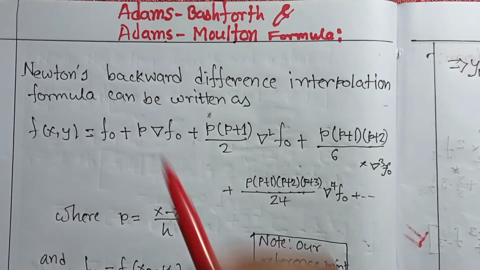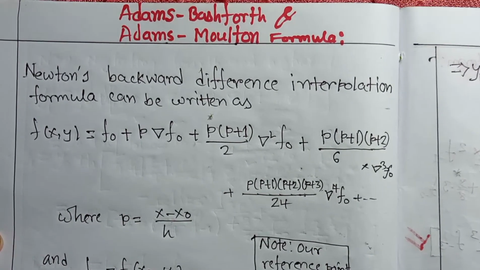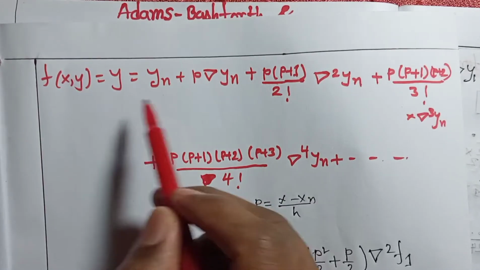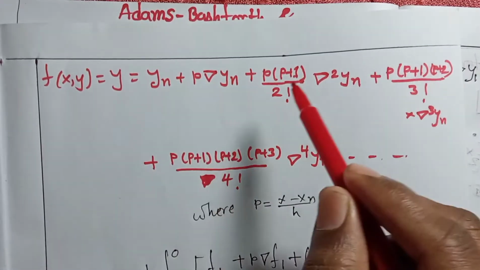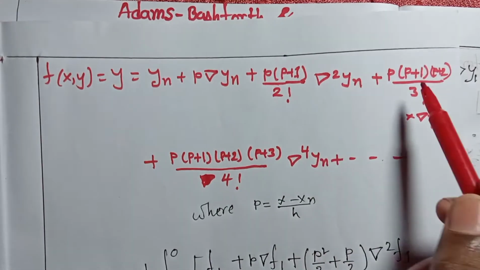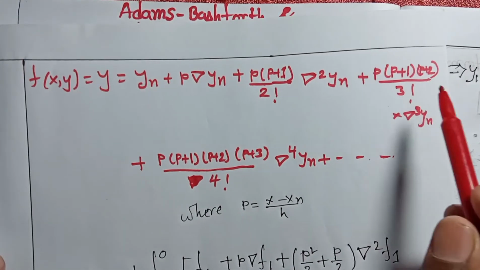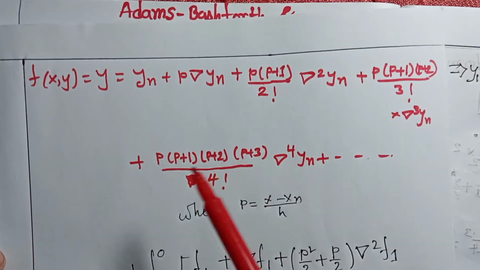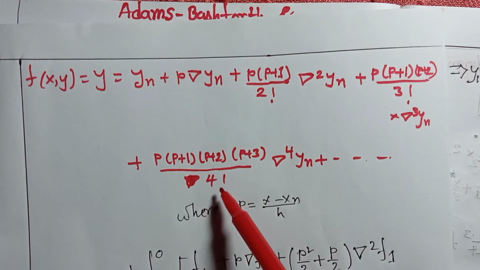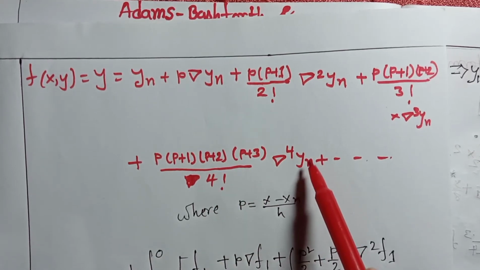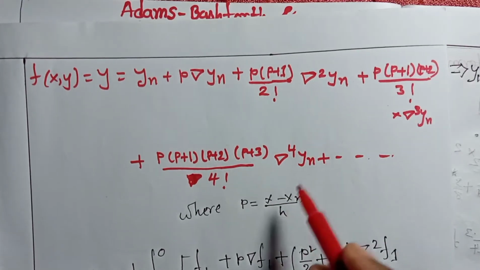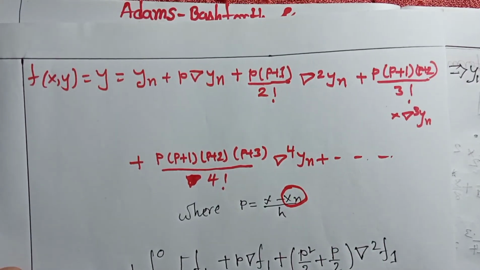We know that Newton's backward difference interpolation formula can be written as f(x,y) equals yn plus p nabla yn plus p(p+1)/2 factorial nabla squared yn plus p(p+1)(p+2)/3 factorial nabla cubed yn plus p(p+1)(p+2)(p+3)/4 factorial nabla power 4 yn, where p equals (x minus xn)/h. Here xn is the reference point.